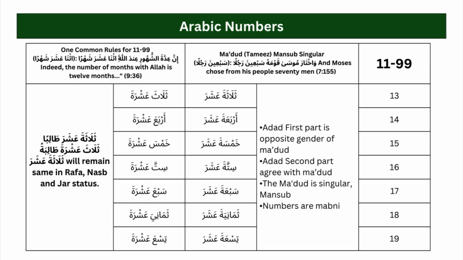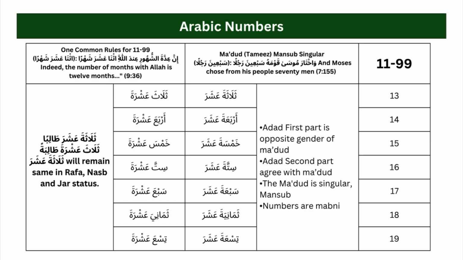The slide supports this with examples from the Quran and from Arabic usage. One example mentions the number of months being 12. Another example mentions Waqtara Musa qawmahu sab'ina rajulan, meaning, and Musa chose from his people 70 men. Here, rajulan is singular and mansub, even though the number is large. So this section is giving students a very helpful summary rule. From 11 to 99, the madud is generally singular mansub.